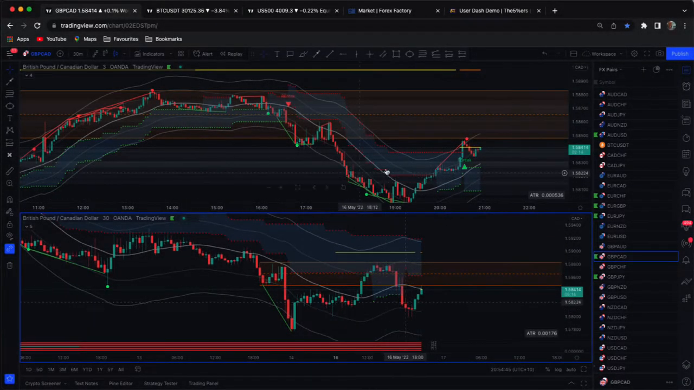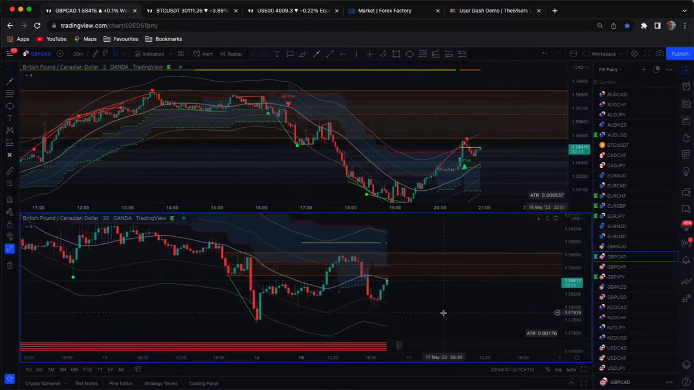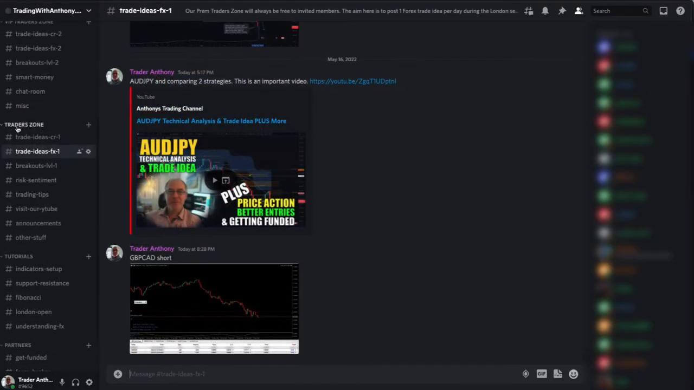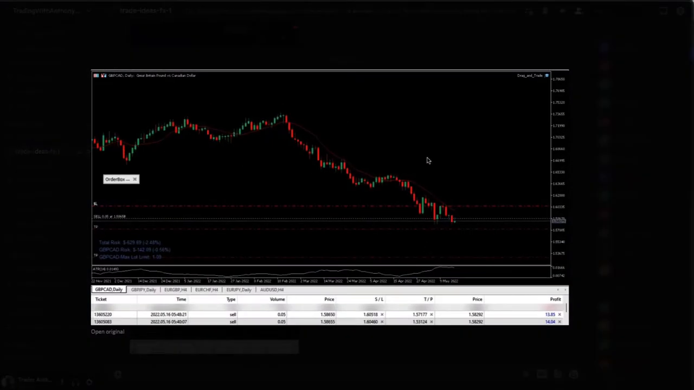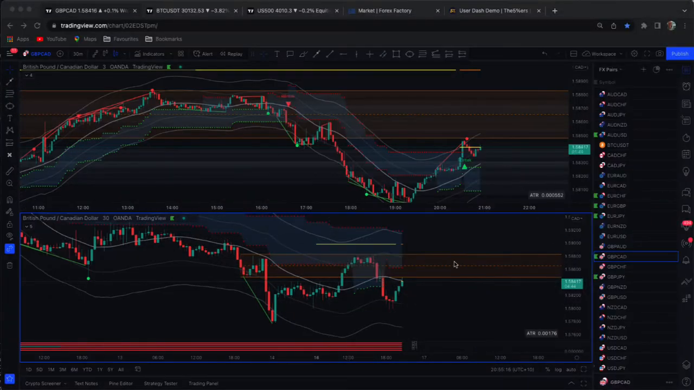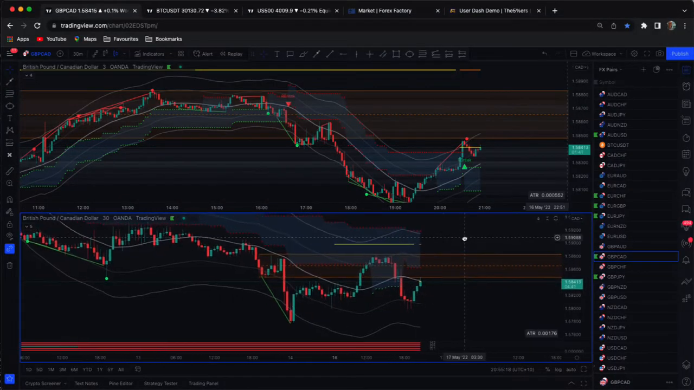I posted this into our Discord group tonight. Just quickly go there and I'll show you this. Okay, here we are in Discord. The traders zone here, pound CAD short. This was on my MT5 account. What I want to do with the video is show you why I took this trade, and we'll have a look at a couple of strategies here.